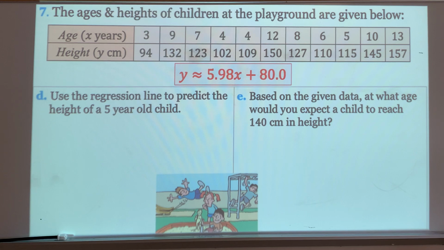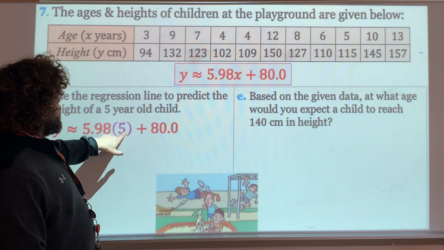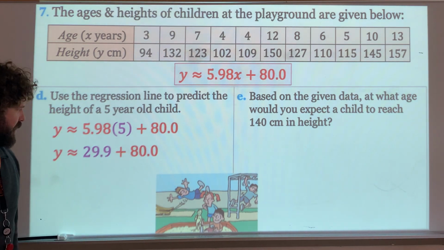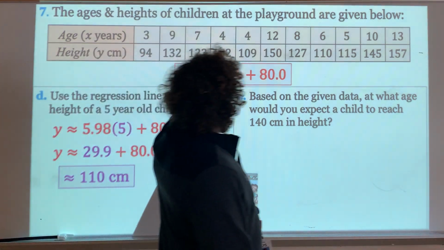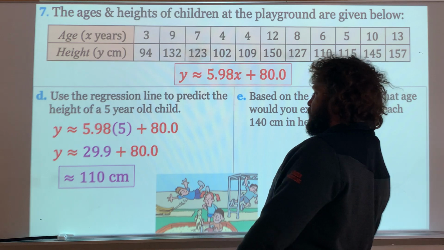All right, let's go check it out. 5.98 times 5, because that's your x, plus 80. 29.9 plus 80 is approximately 110 centimeters. Does that make sense? Let's look. 102 for 4 years old, 109 for 5, 150. That makes sense. About right.